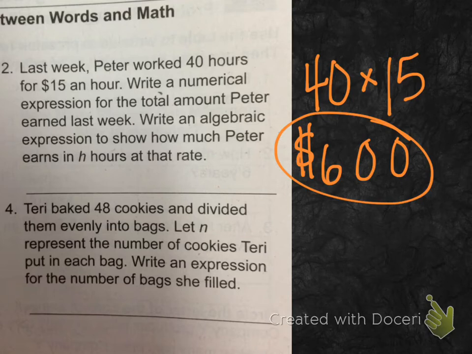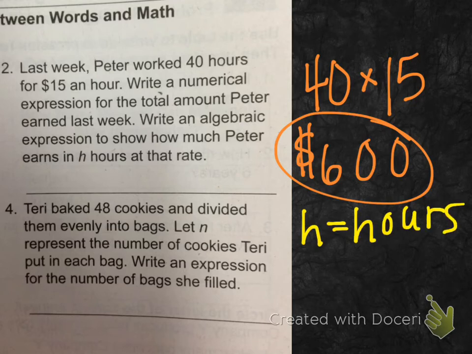It says, write an algebraic expression to show how much Peter earns in H hours at that rate. So now I think about it, and I have to make H equal to something. And here it says H equals hours. So I'm going to write that down. H equals hours. I'm going to know how much Peter earns in H hours. I figured out how much he earns in 40 hours. So all I need to do is plug in H for 40.